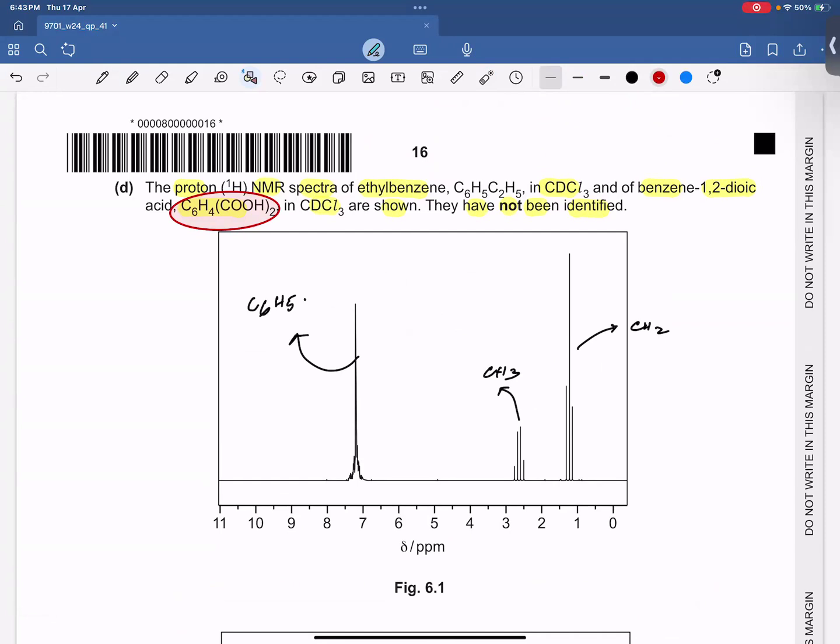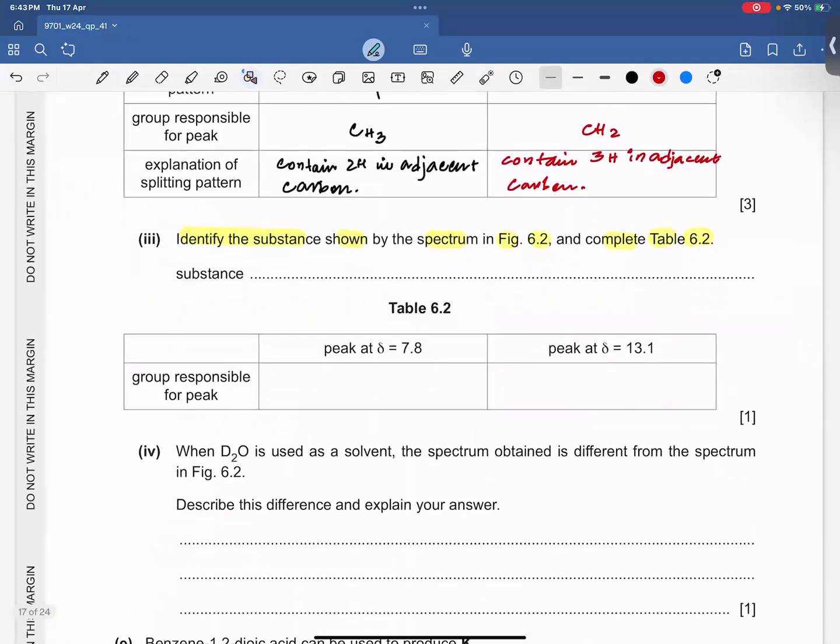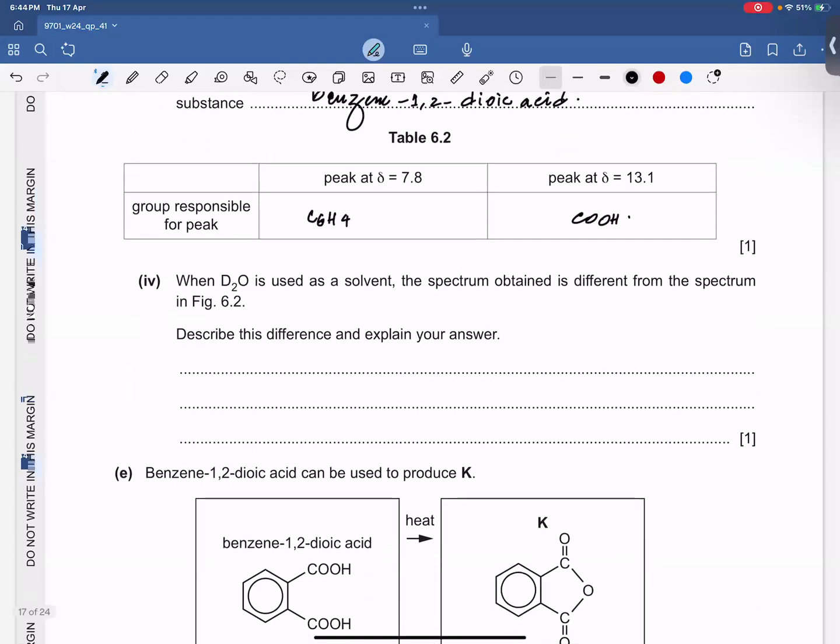Okay, so it's going to be what? Benzene-1,2-dioic acid. 7.8 is the benzene ring, C6H4 because two groups are attached. Okay, and the peak at 13.1 is COOH, because the COOH peak is always off-set, outside the spectrum.